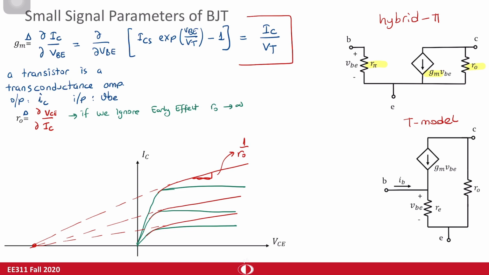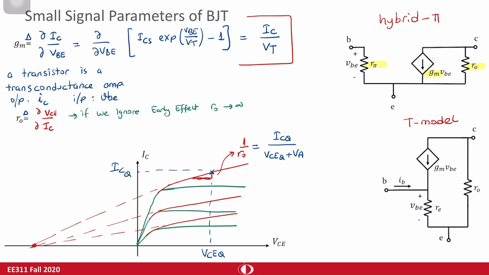And if you know the operation point, let's say that this is my operation point, VCEQ and ICQ, you can find the slope as ICQ divided by VCEQ plus VA, the early voltage.